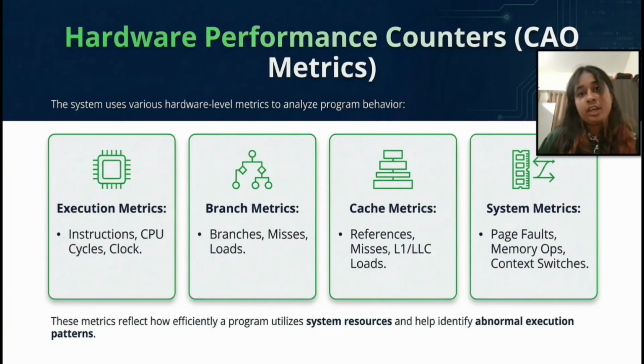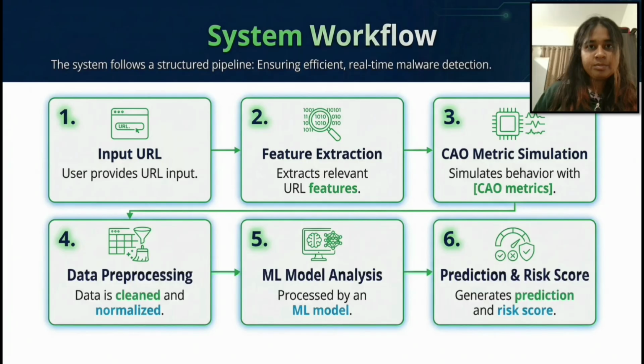Now moving to the CAO matrix used in our system. As you can see on the slide, we have grouped them into different categories. The execution matrix includes instructions and CPU cycles, which show how much processing is happening. The branch matrix helps us understand decision-making patterns in programs. The cache matrix indicates how efficiently memory is being accessed. And finally, the memory and system matrix includes page faults and memory operations. Together, these matrices provide a complete picture of how a program behaves internally.